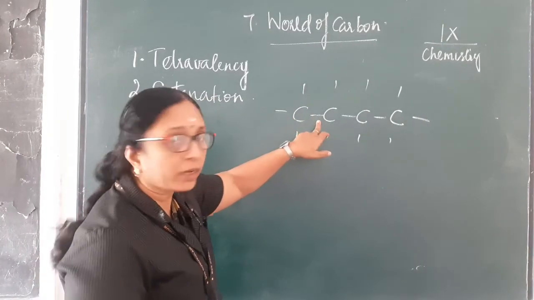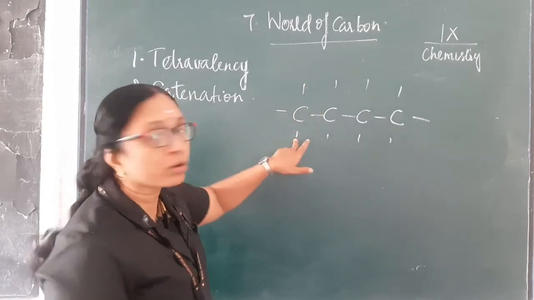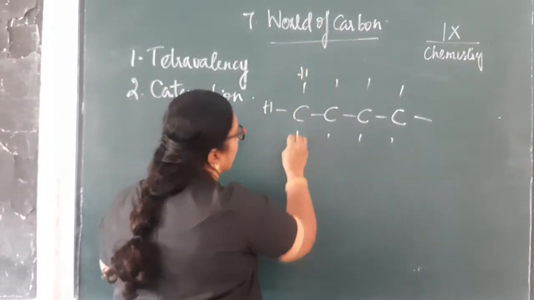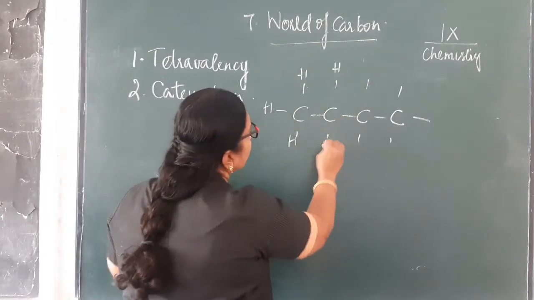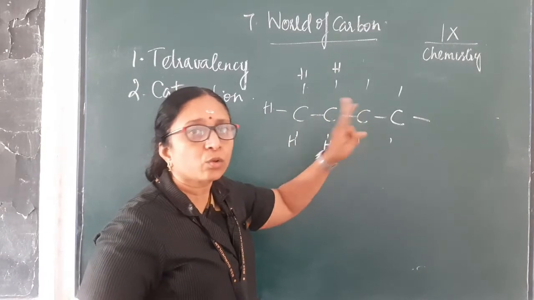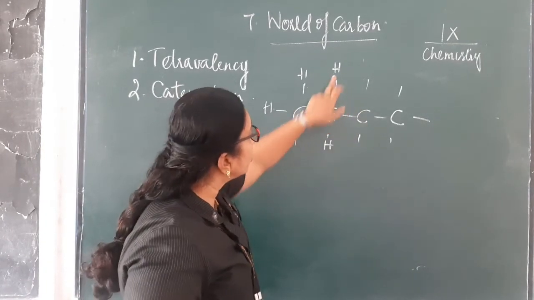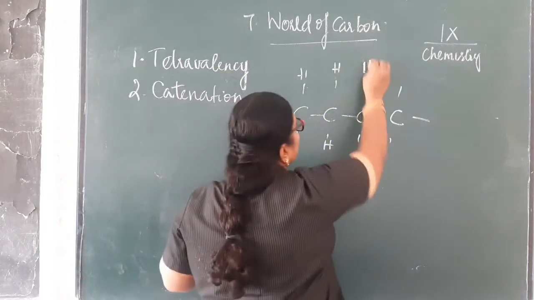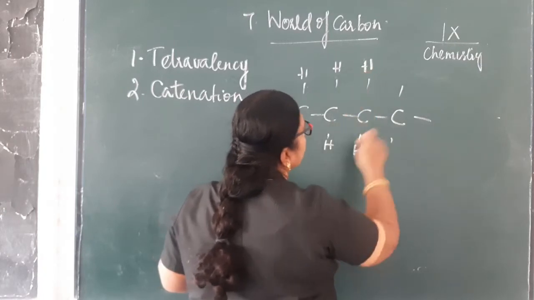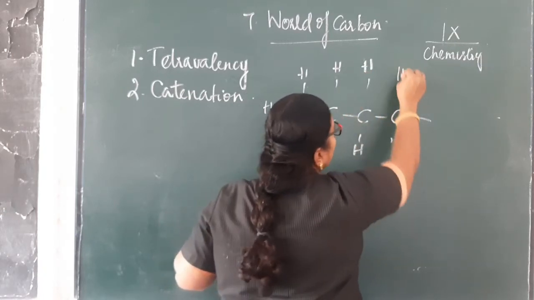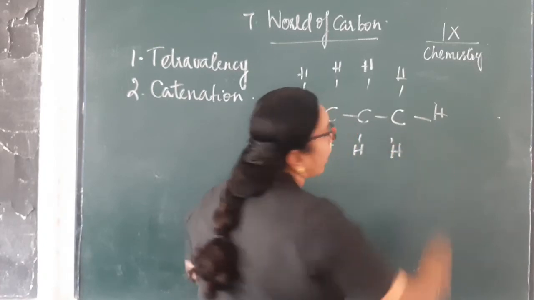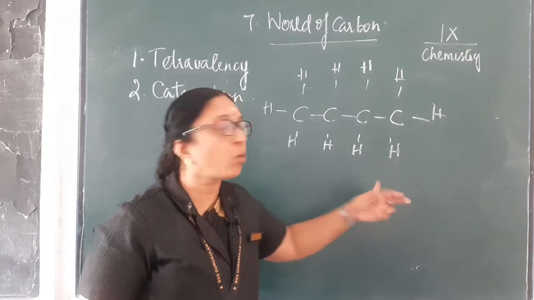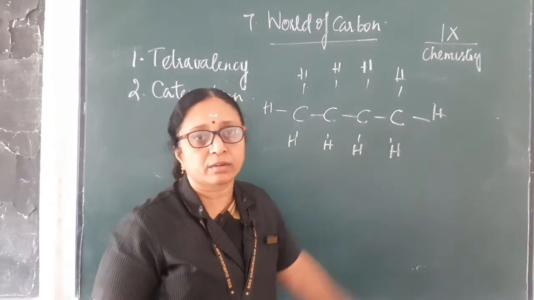This carbon already has 1 bond, so 3 more bonds are required to satisfy the tetravalency. So, satisfy it with hydrogen. For this carbon, already 2 bonds are there, so 2 more bonds are required to satisfy the tetravalency. So, this carbon also requires 2 more hydrogen atoms. For this, only 1 bond is there, so satisfy it with 3 more hydrogen atoms. So, this is a straight chain carbon compound containing 4 carbon atoms.